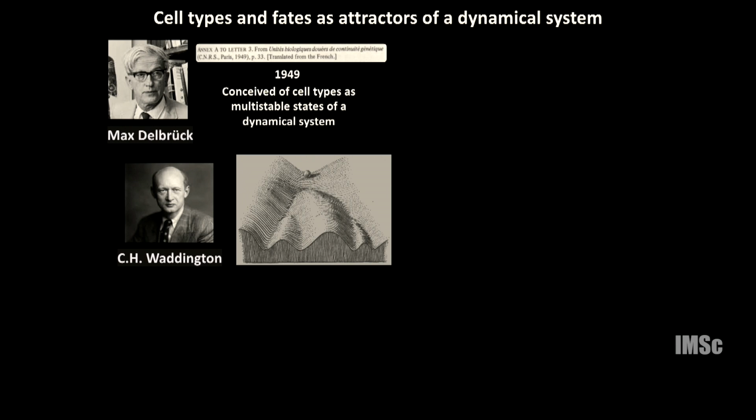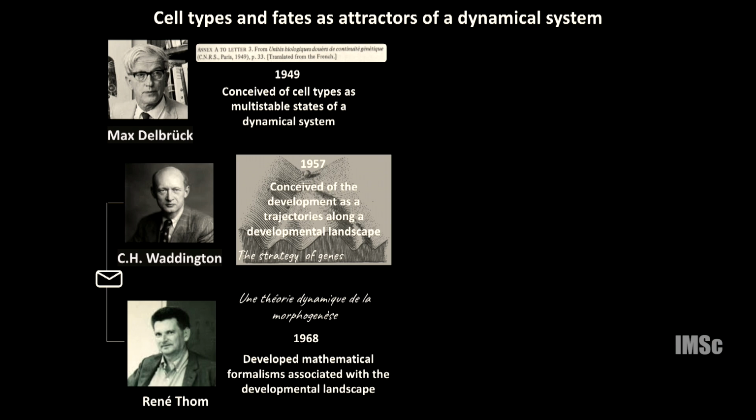To the best of our knowledge, the first person to think along these lines, wherein he posited that cell types could be seen as multi-stable states of a dynamical system, is Max Delbrück. I think it has been already mentioned in this workshop. And subsequently, in 1957, Waddington conceived his idea of the landscape, where he viewed differentiation as a ball rolling down a sort of landscape. At each bifurcation point, it commits to one of the cell types and so on. Subsequently, René Thom in 1968 developed a mathematical formalism inspired by the Waddington landscape, to capture this landscape.